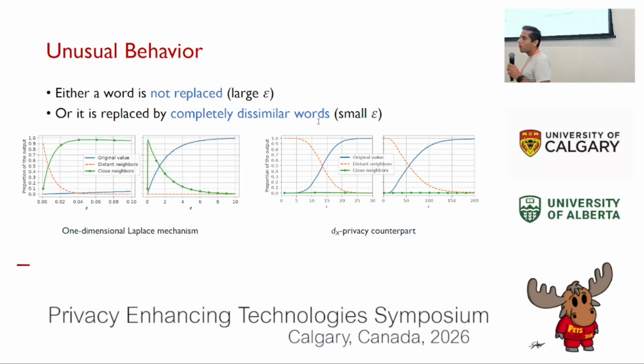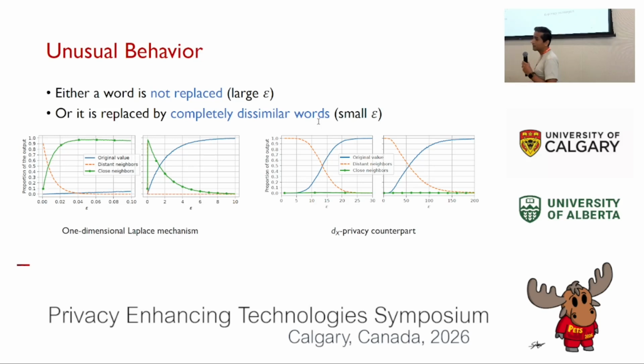So when we tried this mechanism on text, we saw an unusual behavior. On the left is the canonical Laplace mechanism in one dimension. As you can see, with small epsilon, a distant value is output most of the time by the algorithm. As we increase epsilon, we get nearer values to the original value being output, with a smooth transition ending in the original value being output as we increase epsilon, which is the usual behavior.